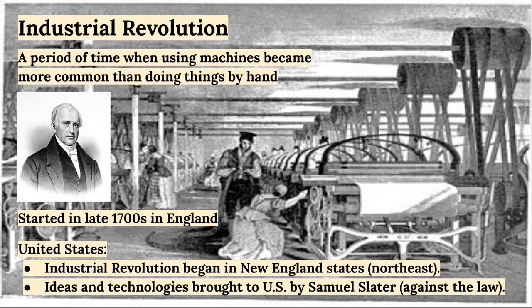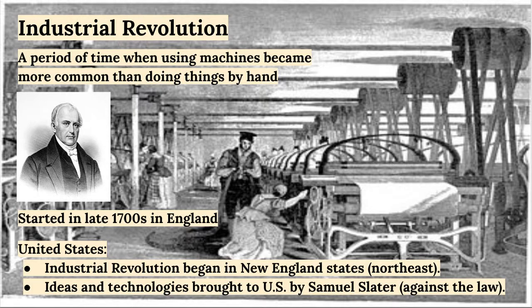This was a time period known as the Industrial Revolution, which is defined as a period of time when using machines became more common than doing things by hand. You see industry, meaning factories or machines, revolution, overthrowing one way in favor of a new way. We get an Industrial Revolution.